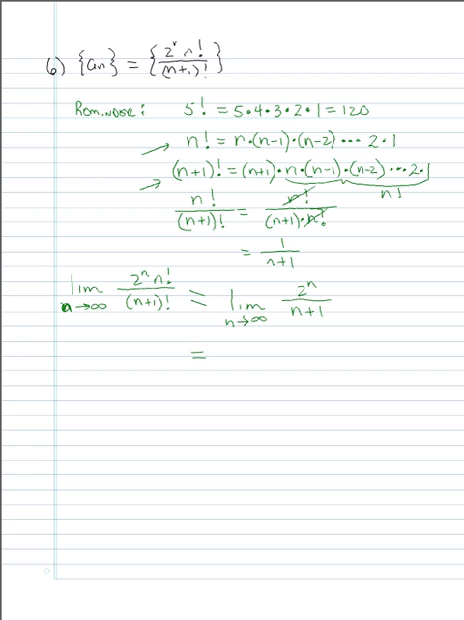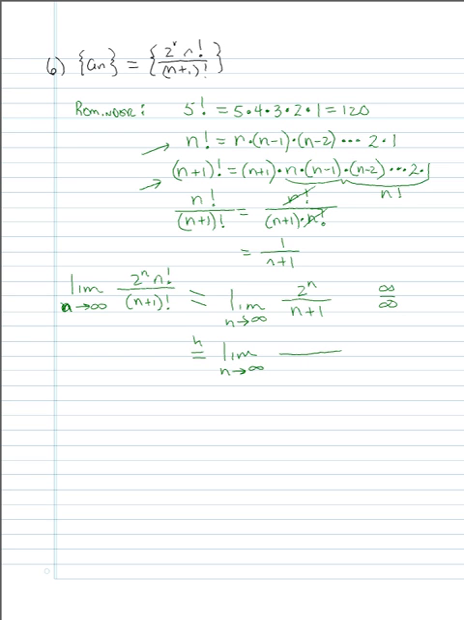Okay, well now, that's an indeterminate form of infinity over infinity, isn't it? The limit of 2 to the n goes to infinity, and the limit of n plus 1 goes to infinity. So we use L'Hopital's rule here. Well, when we use L'Hopital's rule, we have to find the derivative of the numerator.